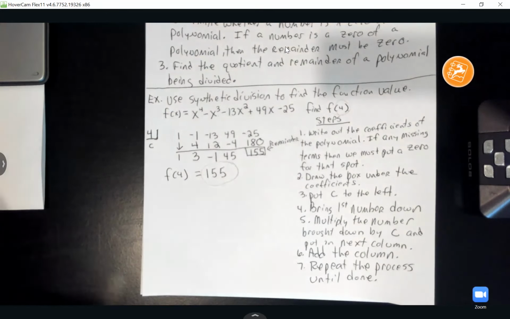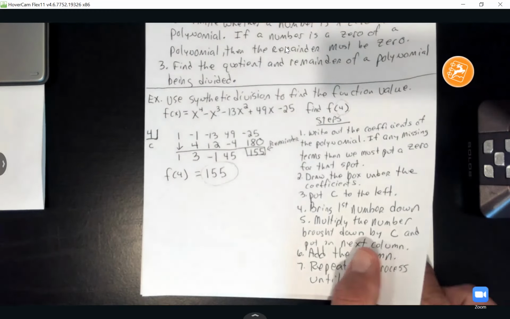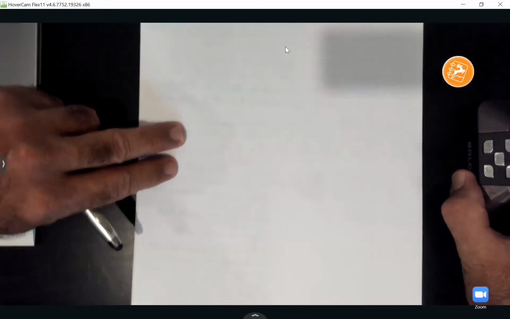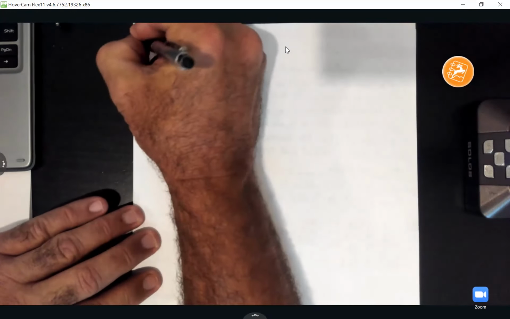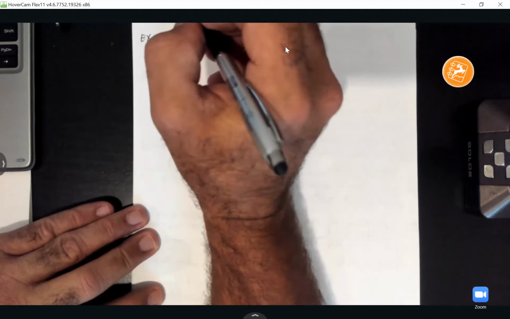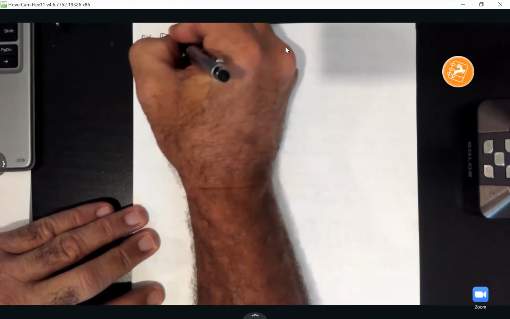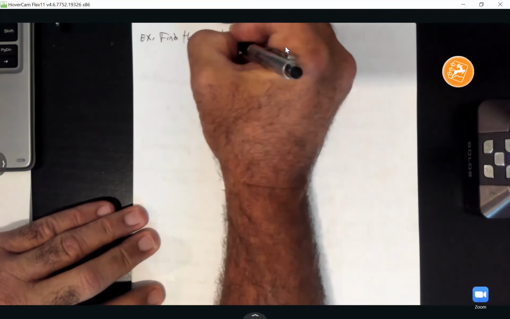So questions on that yet? Because we'll do plenty of these. All right, y'all, so let's turn this over. Let's do more function values. So let me get the page back. So we're going to use synthetic division to find the function values. So find the function values.